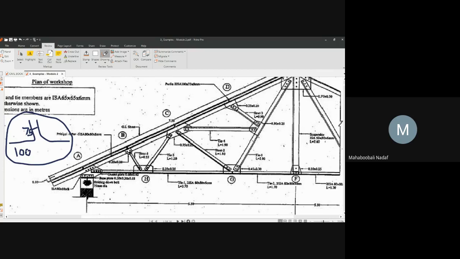Okay? So 100 plus 75 plus 75 plus 100. How much? 350, sir. 350. 2 coats. How much? 700. So 700 converted into meter, 0.7. Okay? Yes, sir.